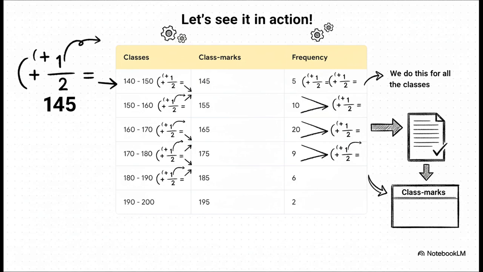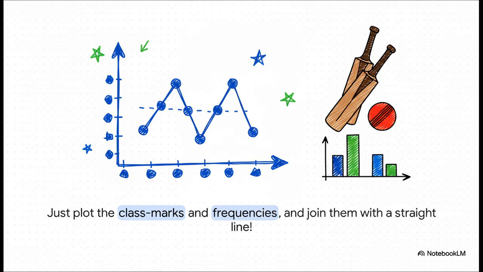See? For 140 to 150, we get 145. For 150 to 160, we get 155. It's that easy, and now we have all our class marks right here. Now for the fun part. We plot these class marks and their frequencies, get our dots, and then we just connect them with a straight line. That's it! Your frequency polygon is ready. This is great for comparing two sets of data, like maybe two cricket teams' scores in a match.